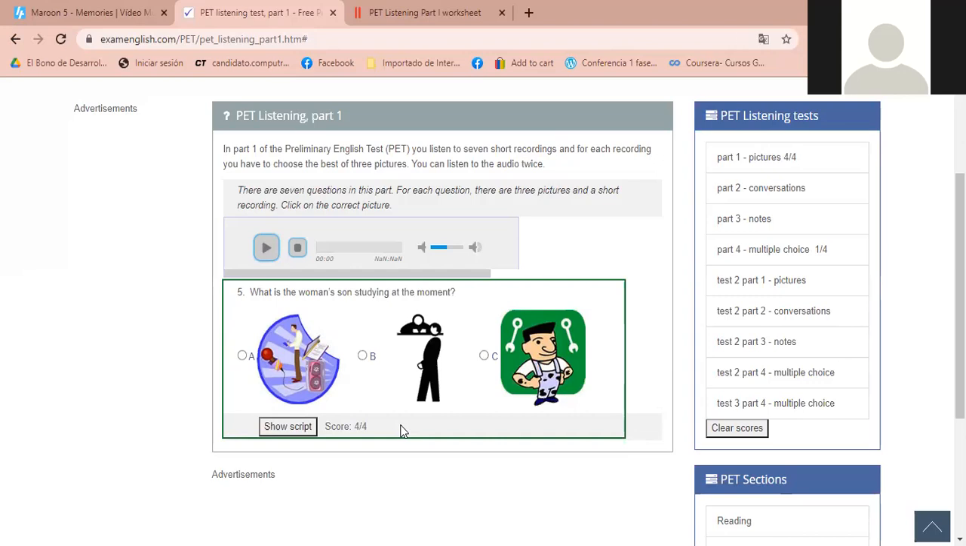Number 5, what is the woman's son studying at the moment? ¿Qué está estudiando el hijo de la mujer en este momento? Look at this. Women's son. Sí, qué está estudiando el hijo de la señora o de esta mujer en este momento. Pay attention to the options, okay?